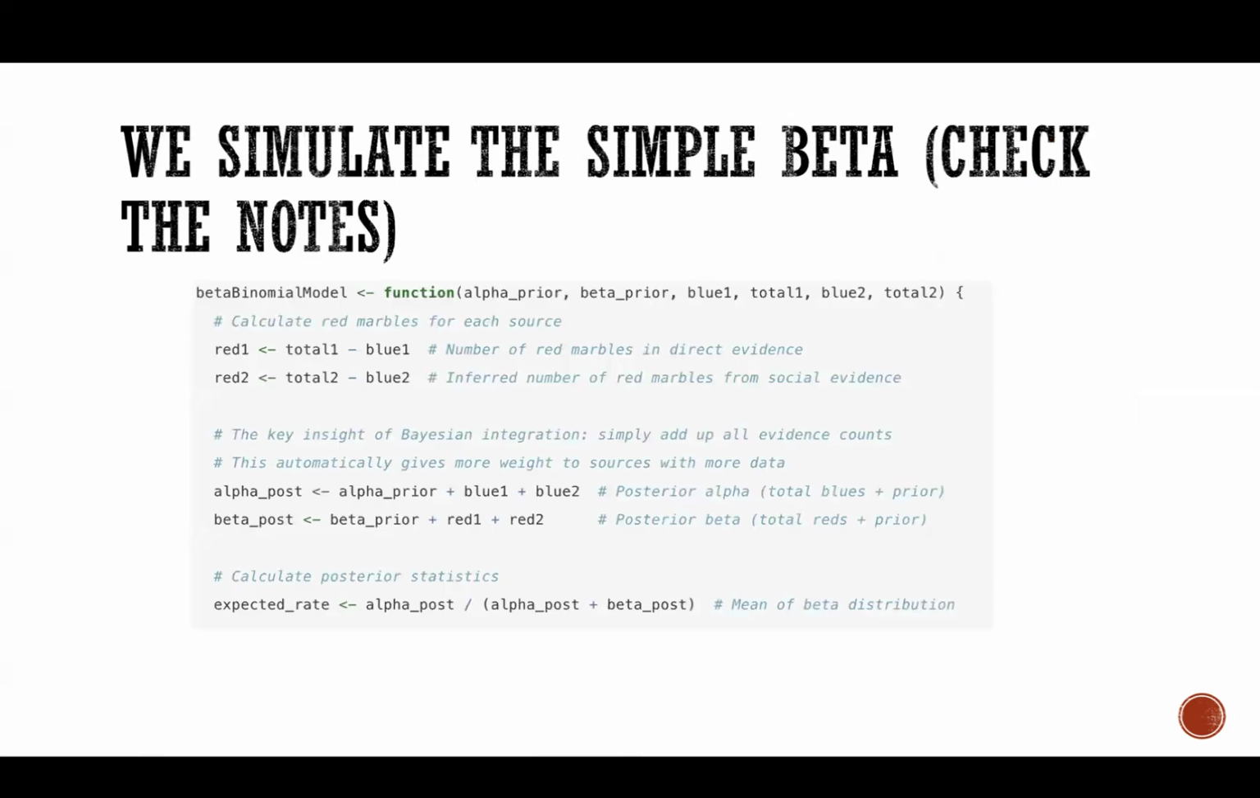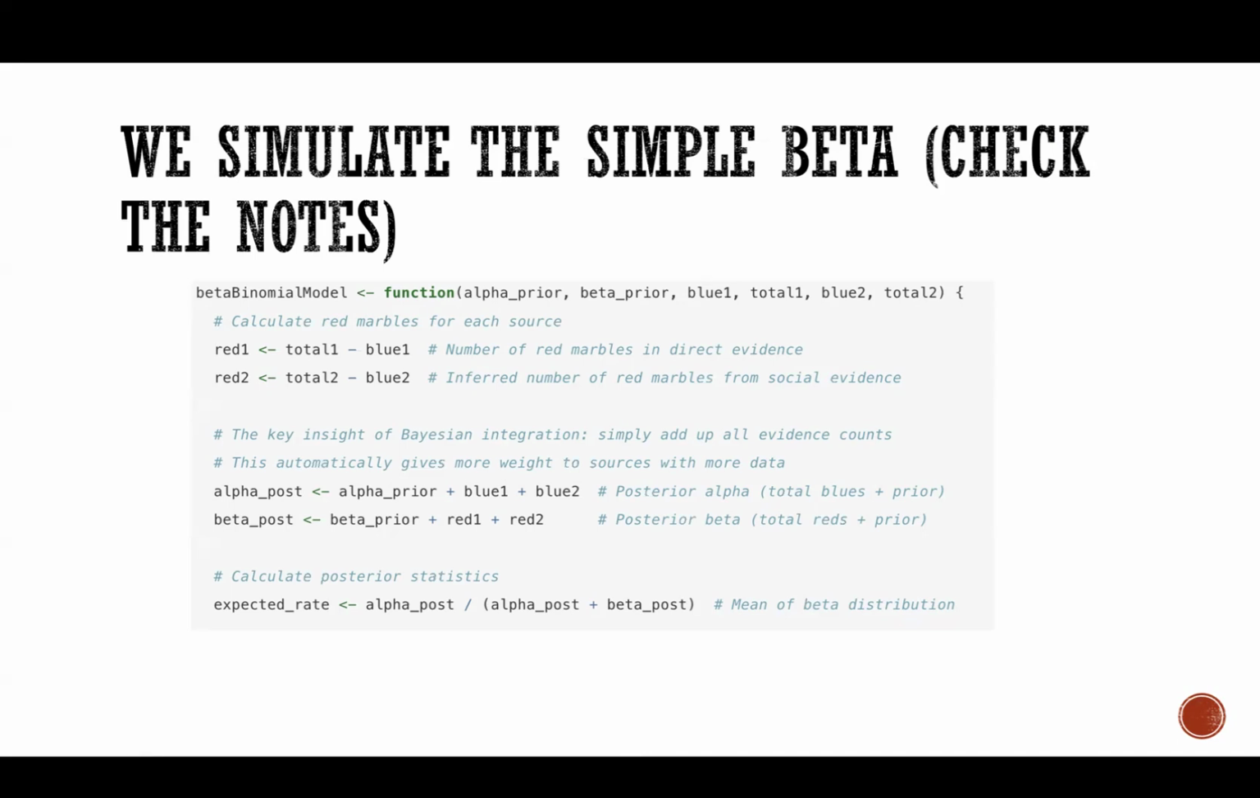And we can simulate the simple beta. We have that it takes an alpha prior, a beta prior, number of blue marbles, because I copied it from the course notes, so that wouldn't be on black background. The total number of marbles that are sampled, the number of blue marbles in the other source of evidence, and the total number of marbles in the other source of evidence. We can calculate the red, the missing one, just by saying total minus blue in both cases.